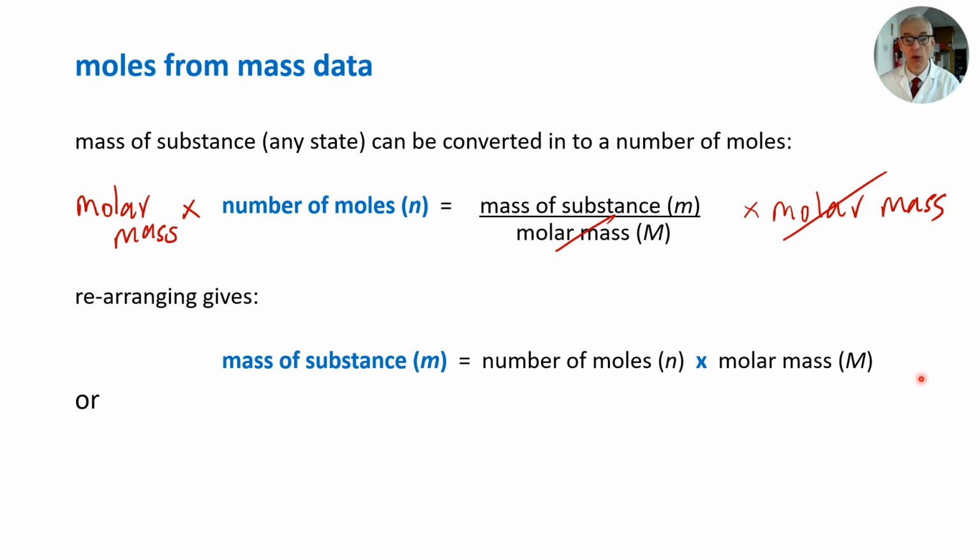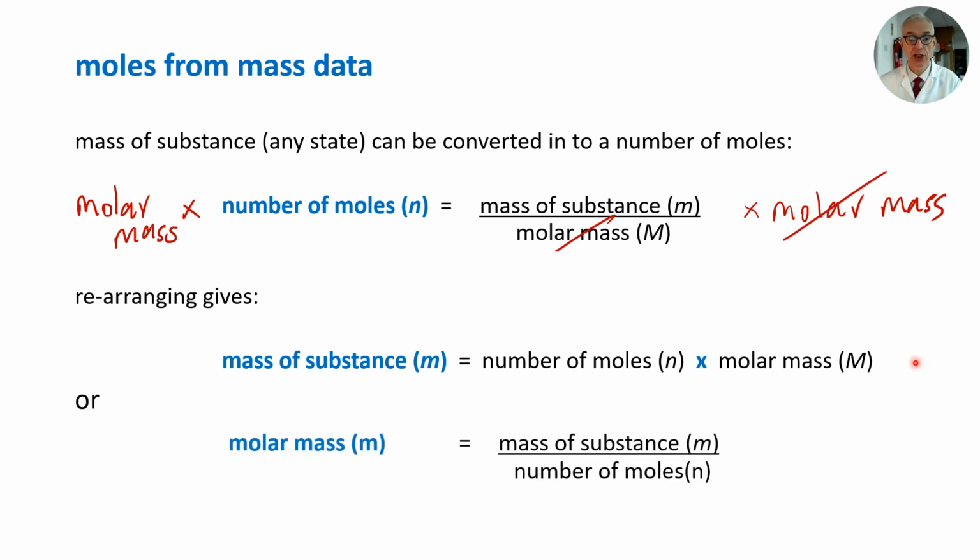Now, molar mass can also be rearranged as the subject of the equation. Rearrangement of the first equation, we bring molar mass up to the left and numbers of moles down to the right. So molar mass is mass of substance divided by numbers of moles. You must be fluent and confident in using those 3 rearrangements or those 3 equations.